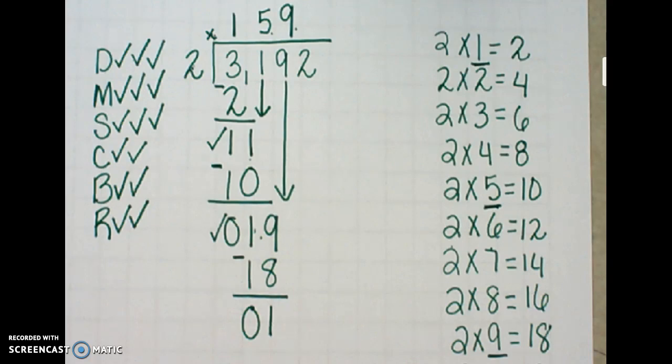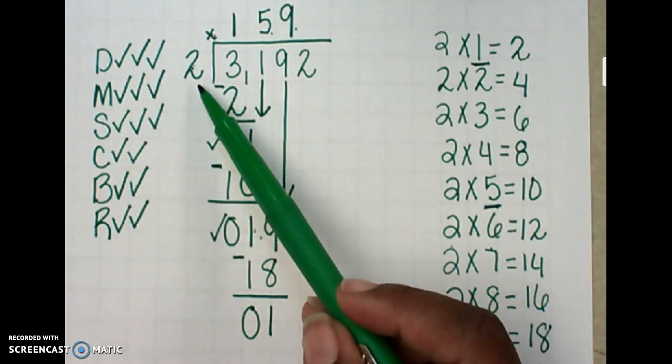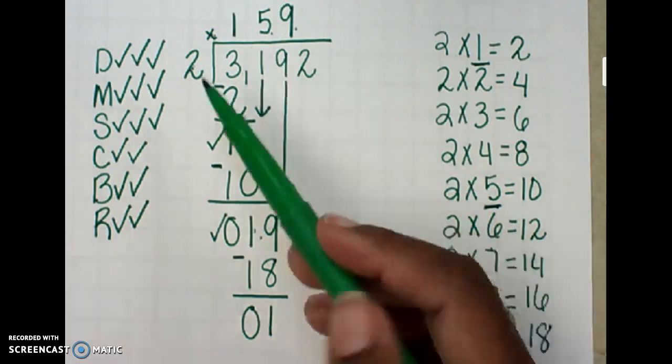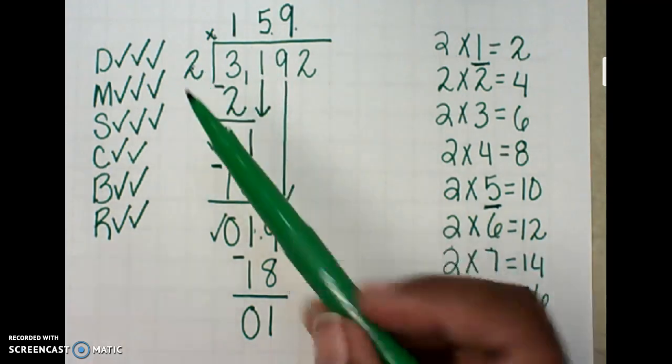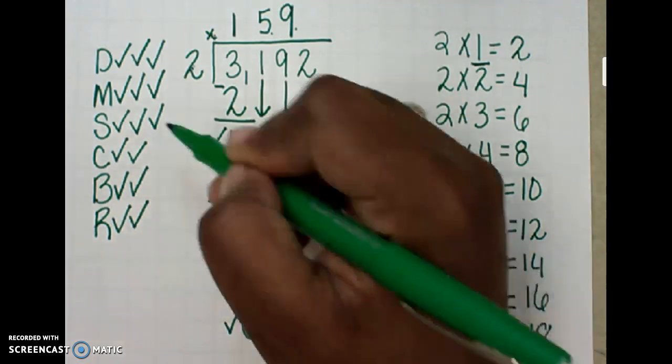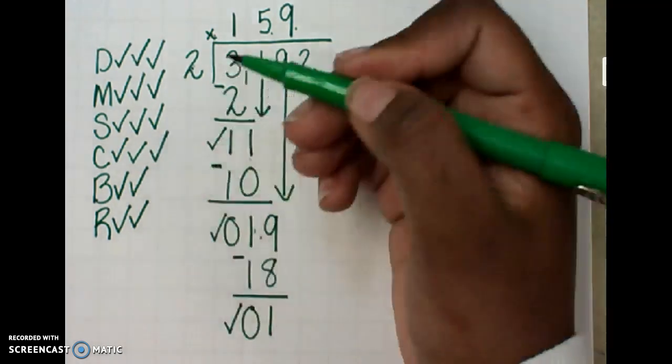Now I need to check to see if my remainder of 1 is smaller than my divisor of 2. Is my remainder of 1 smaller than my divisor of 2? Yes, it is. I'm going to put a check by my 1 and put a check by C.